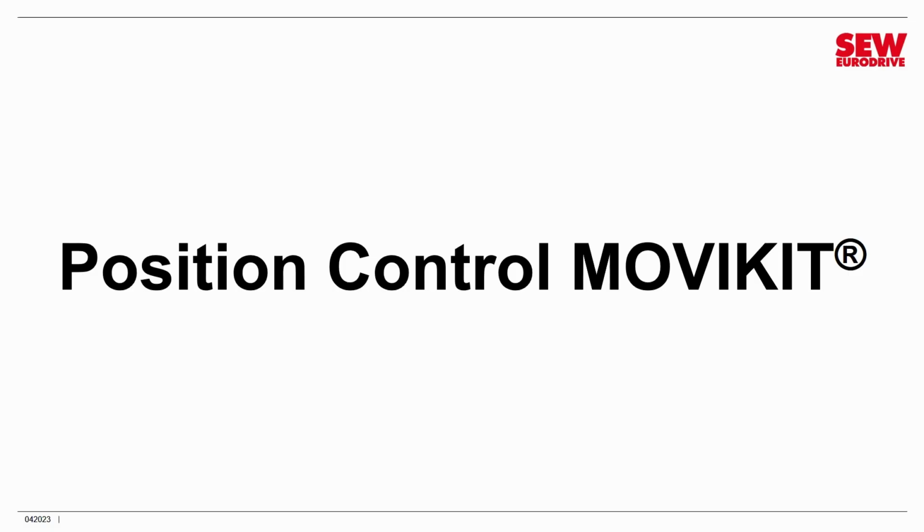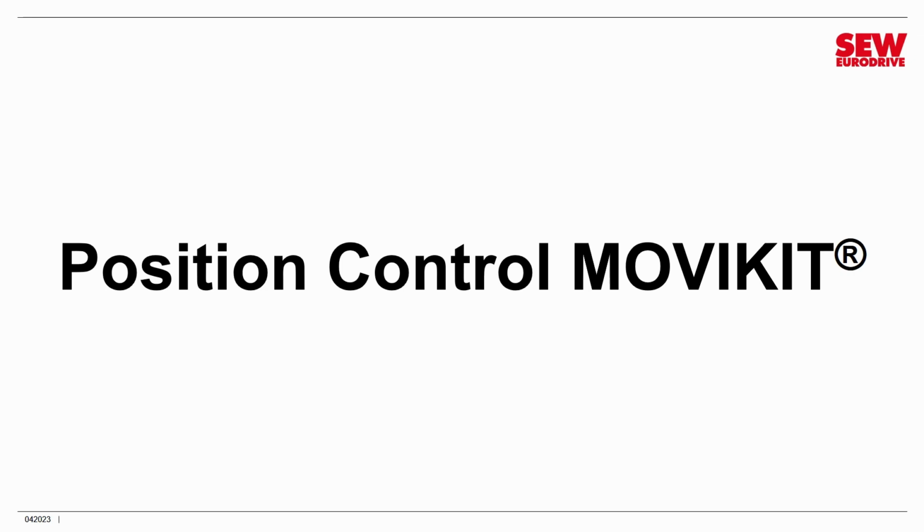We're going to be doing a lab with the position control MOVIKIT. We've already done one MOVIKIT lab with velocity control a number of sessions back. This is the second MOVIKIT we're going to be looking at. It's an extremely useful one and one that many people use. So we're going to look at how it works and explore it in a little more detail.